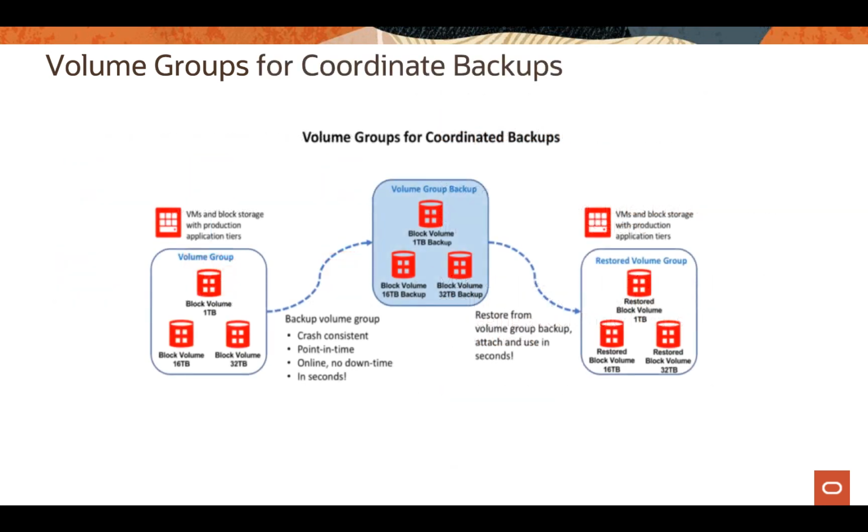You can do volume groups for coordinated backups. Then you can take a copy or a backup of this volume group and just restore that in a different availability domain for replicated environment. So if you want to create a test dev scenario, you can do that as well. If you just want to copy that data from one AD to another one, you can do this volume group coordinated backup. So again, just take a backup of all the volumes and just restore that on a different availability domain if you need it.